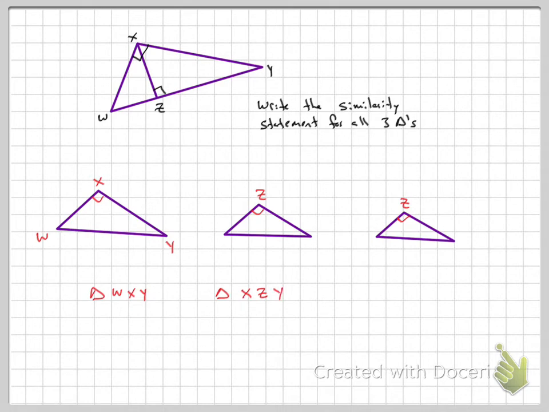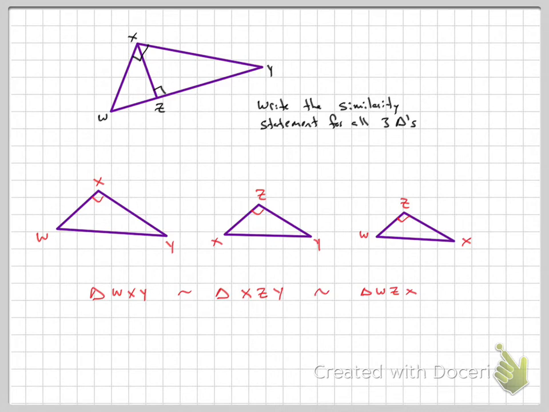For my small triangle, WZ is my small leg, so I'm going to start this with W. Sorry, I should have filled this in. And then WZ to X. And again, all of these triangles are similar.